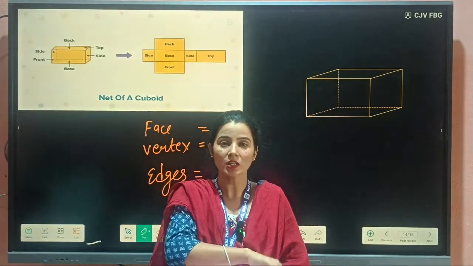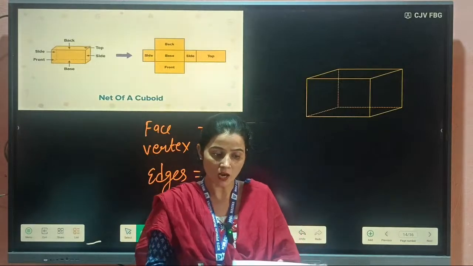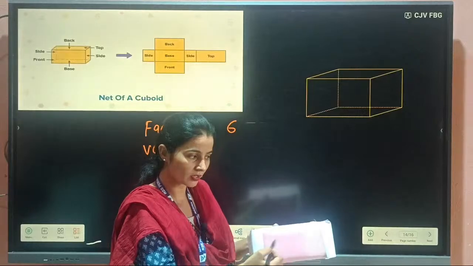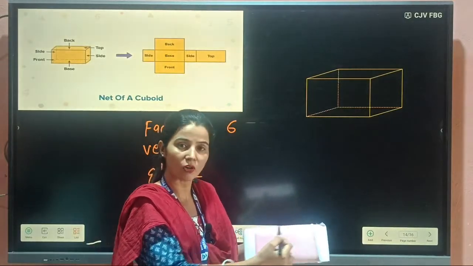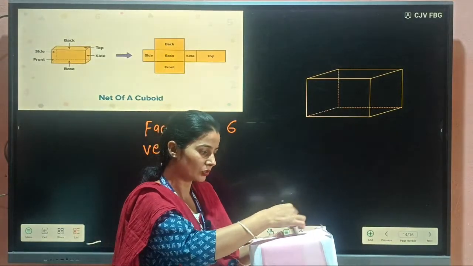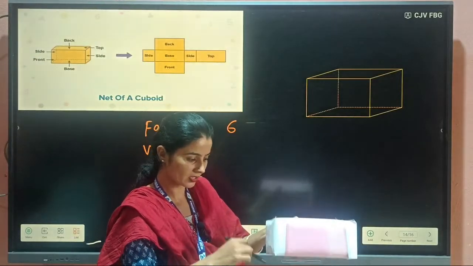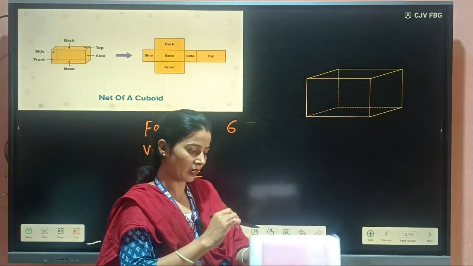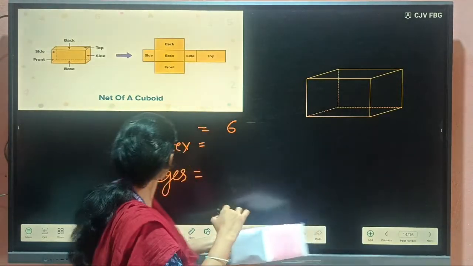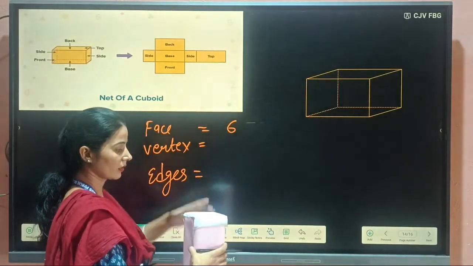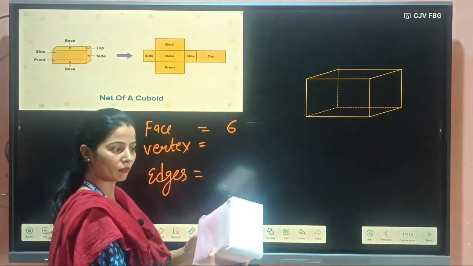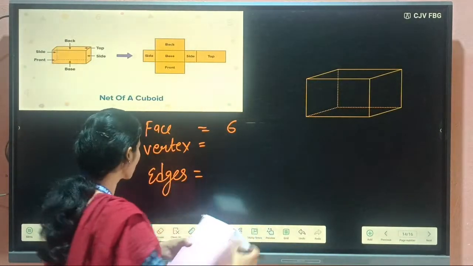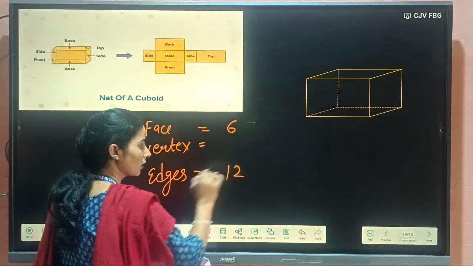Now start counting its edges. Edges are the places where faces meet. This one face and this one face are meeting at this edge. So count number of edges. 1, 2, 3, 4, 5, 6, 7, 8, 9, 10, 11 and 12. Edges are 12. These are 4, these are 4, and 2 there and 2 there. So edges are 12.